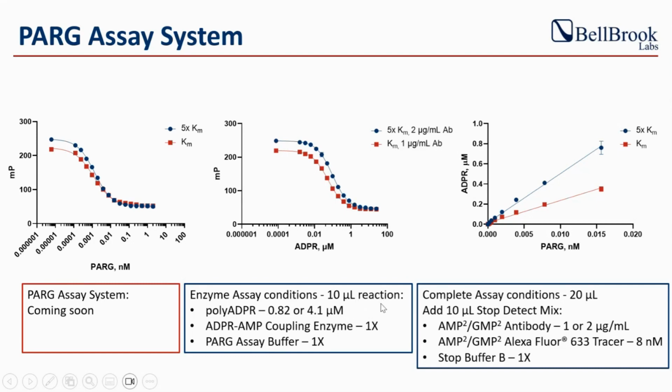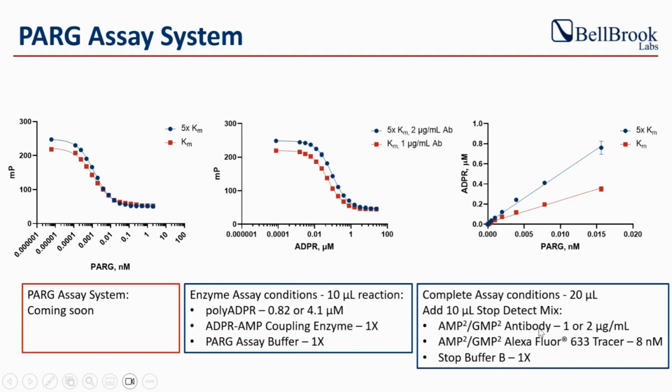And then after 60 minutes at 30C, we're going to add 10 microliters of stop and detect buffer to complete the assay. In this buffer, we have the antibody, the tracer, and stop buffer B. In this case, stop buffer B only stops the coupling enzyme and does not stop the PARG, but it still works as an endpoint assay.